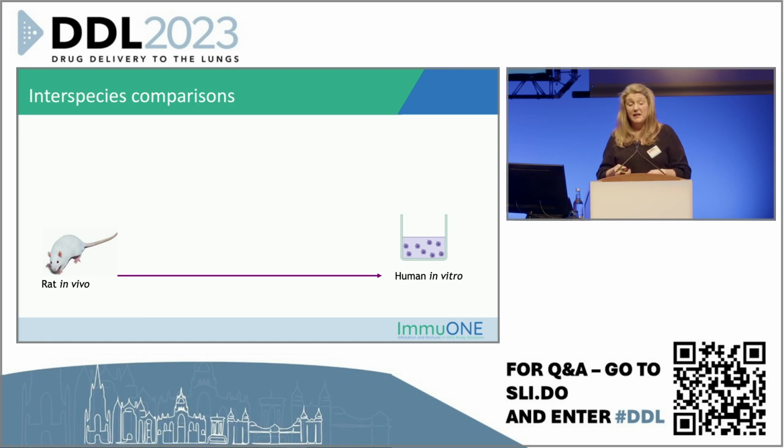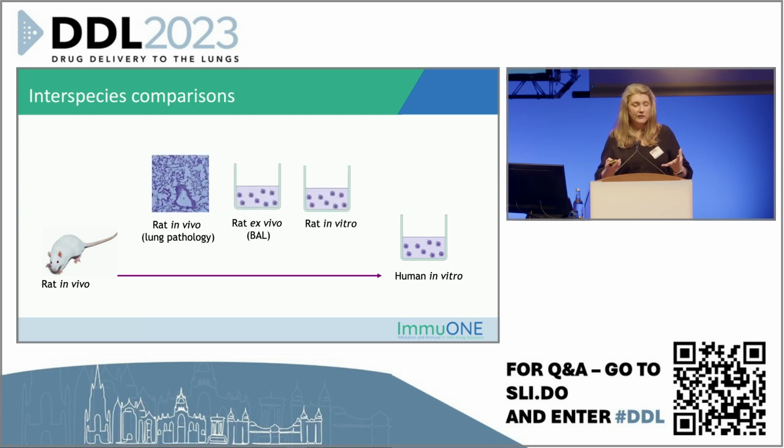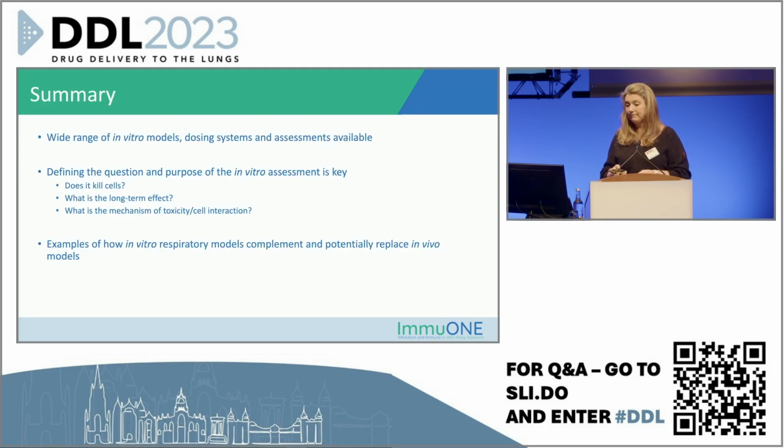One other thing to consider is that we often go from rat in vivo to human in vitro, and that is quite a large jump to make. But using a combination of different techniques and different models to take us through that journey is quite key, to understand if there's a species difference, a model difference or an exposure difference that has caused that toxicity.